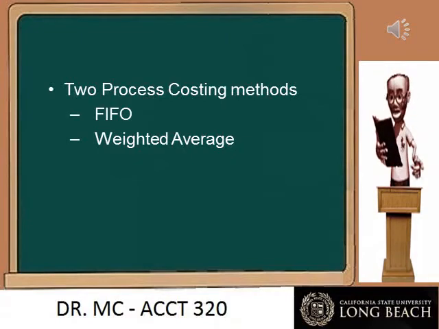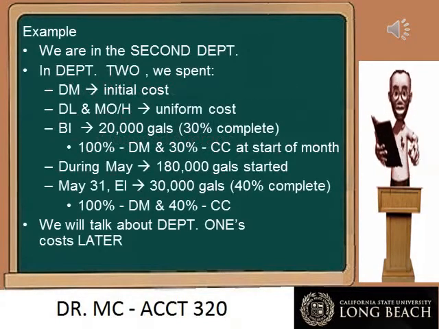Assume that our firm makes a product using two departments. Each department has its own work in process account. We are talking about the direct materials and conversion costs in the second department. In the second department, direct materials are applied at the start of the process, which makes them an initial cost. Conversion costs are applied evenly throughout the process, which makes them a uniform cost.